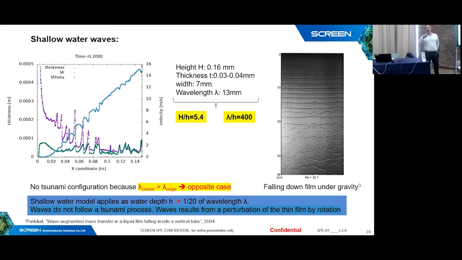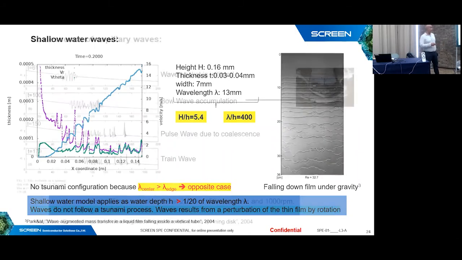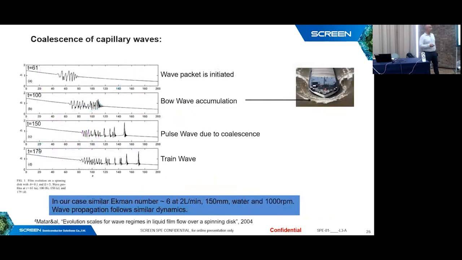The wavelength at the center should be lower than the wave at the edge, and this is the opposite of what we observe. So we are not in a tsunami case, and we are facing a case similar to a falling film under gravity. How does it work? We found a similar case in the literature.